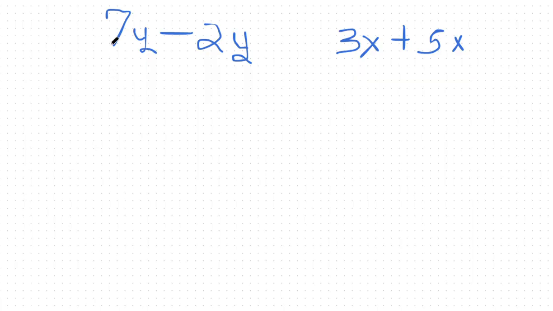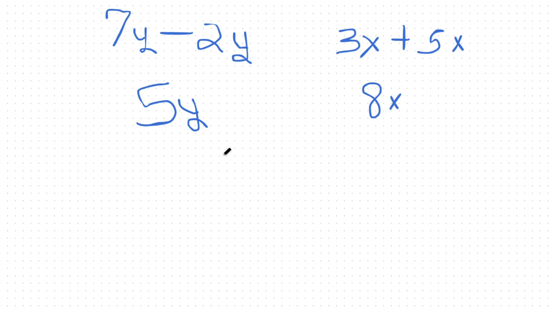So let's start. It's very easy. We have 7y and we have minus 2y. You can think of this as 7y's minus 2y's. So the answer is 5y. The two terms were combined. Now we have two separate x terms, 3x and 5x, and we have a plus sign in the middle. So this is 3x plus 5x. That's 8x.